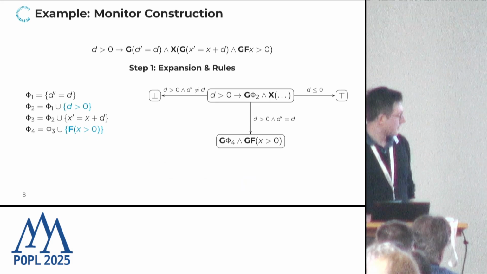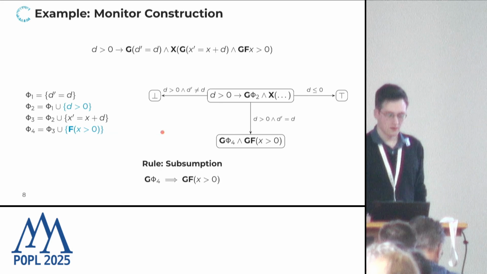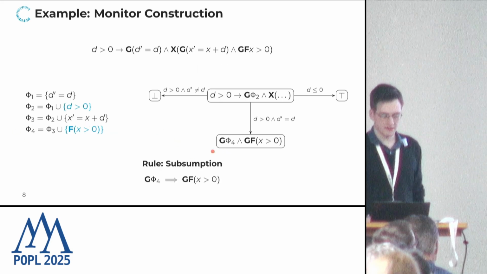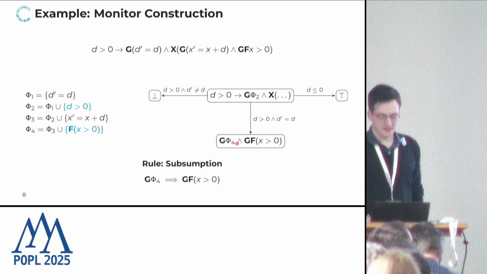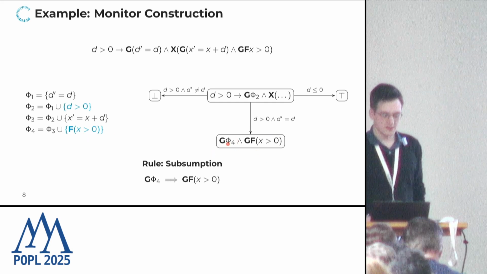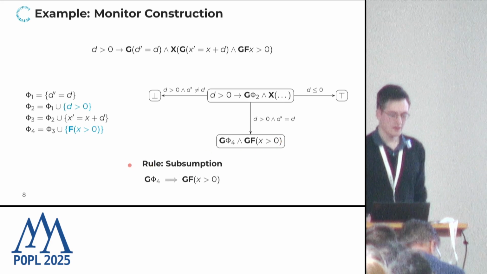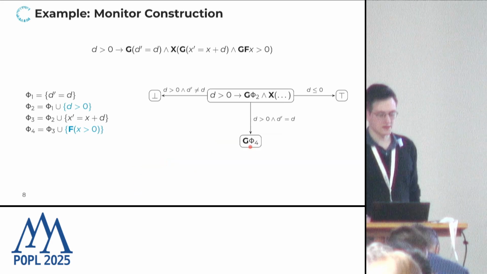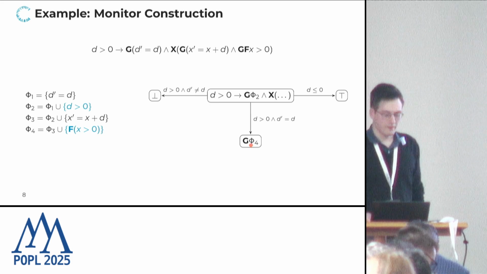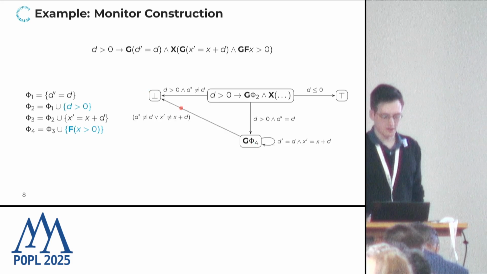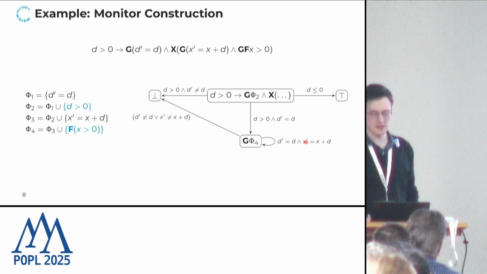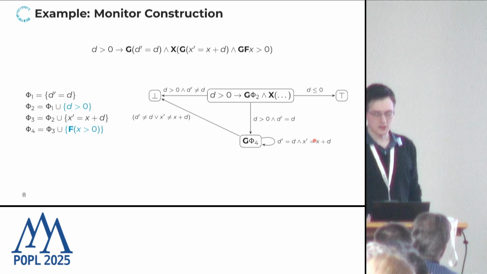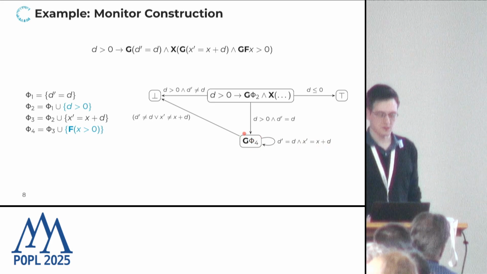Okay. Now if you look at that, this part is under globally, so infinitely often x should be greater than 0. So in some sense, this part here is redundant, right? And now we can also remove that and get the simpler formula. Yeah, and then we can add the missing transitions, right? And here it's important to note, if d stays the same and we always add d to x, we will always stay in this part.